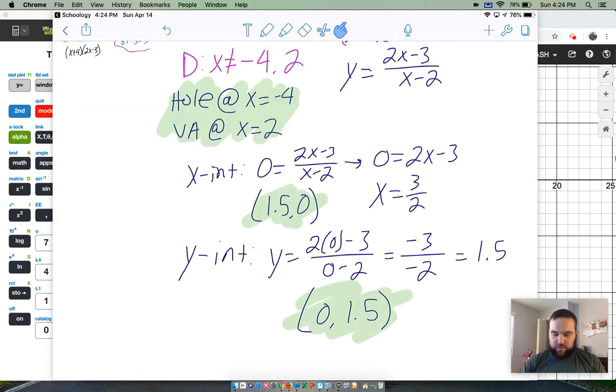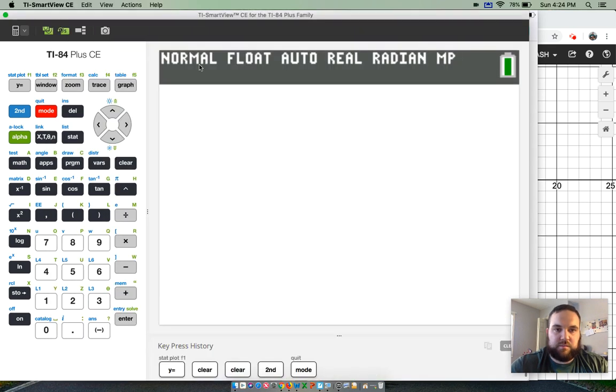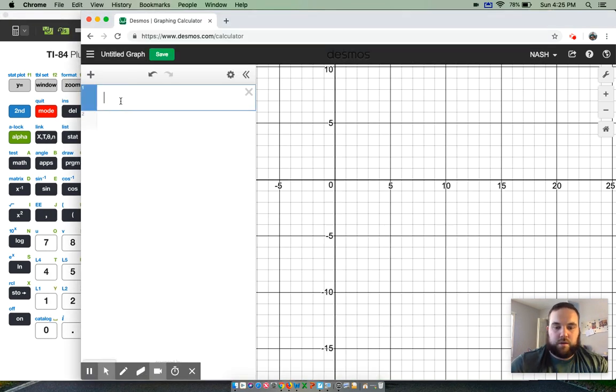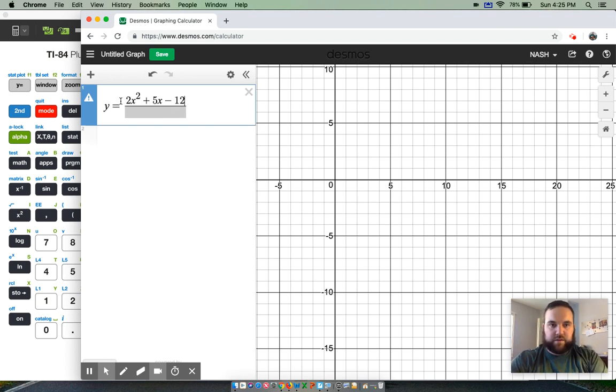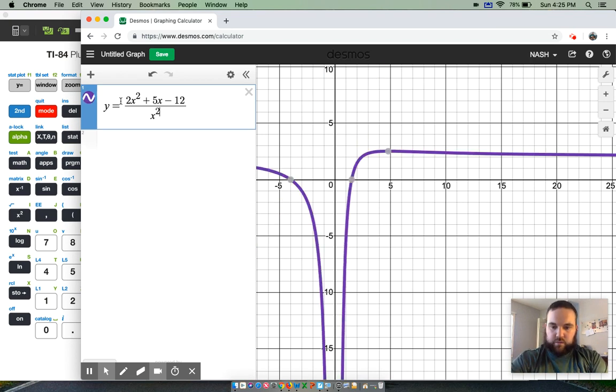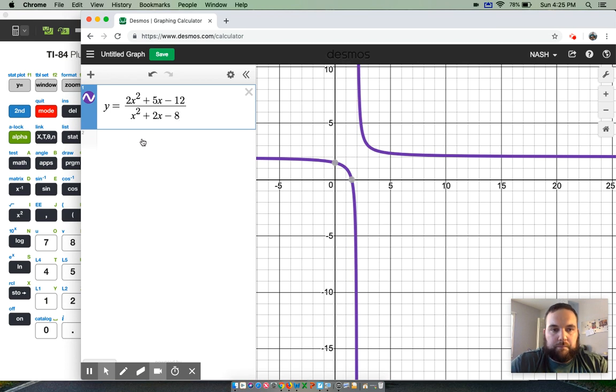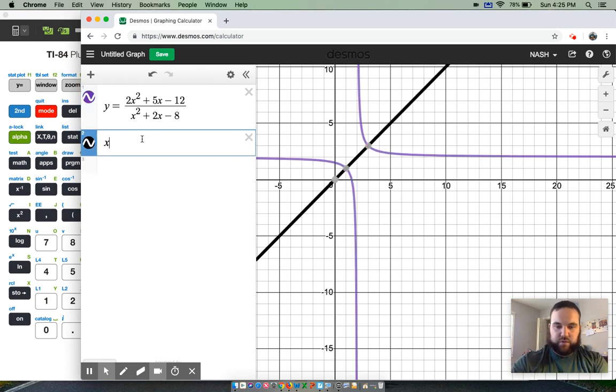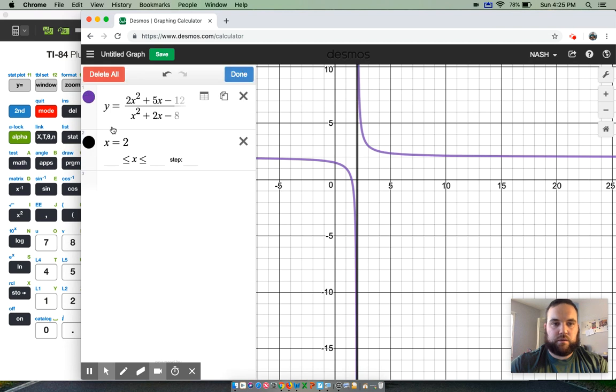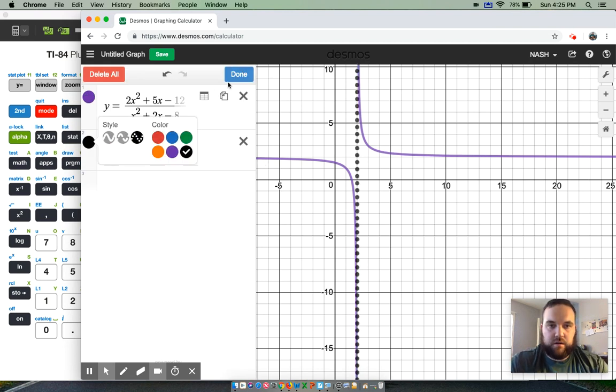So we're going to take a look at this graph real quick, because this is basically what we're doing in this lesson. So I'm going to type the original function into Desmos real quick. I'll show you how to use the graphing calculator with all this stuff as well. 2x squared plus 5x minus 12 over x squared plus 2x minus 8. I'm going to put in x equals 2 for my vertical asymptote, just so I can see that there.